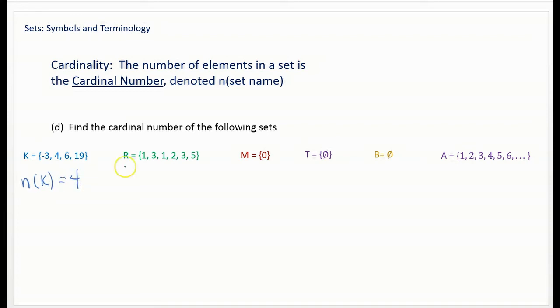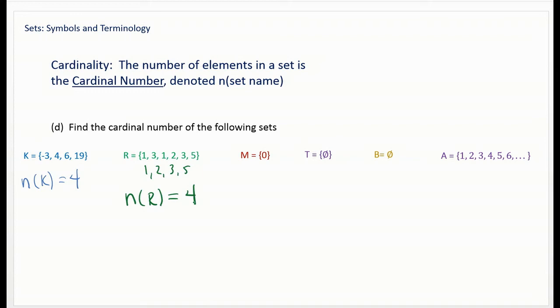Next example, the set R, I have a 1, a 3, a 1, a 2, a 3, a 5, right? But we're not supposed to count the repeats. So really I have a 1, a 2, a 3, and a 5, and nothing else. Even though 1 was listed twice, I only write it once. 3 was also listed twice, I only write it once. So if I say n of R, that means the cardinality, or the cardinal number of the set R, is 4, because there's only 4 distinct elements in that set.